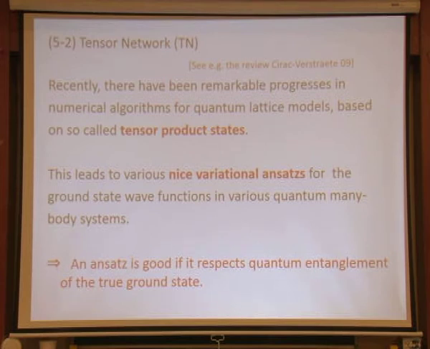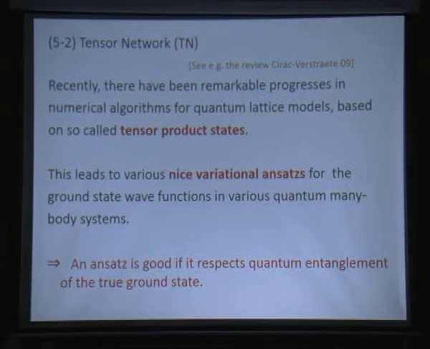So recently, there have been remarkable progresses in numerical algorithms for quantum lattice models, numerical simulation of lattice models based on the so-called tensor product state. This leads to various nice variational ansatzes for the ground state wave functions. If we have some complicated Hamiltonian, we'd like to find some approximate ground state wave function. And for that, we can use the variational principle of quantum mechanics.